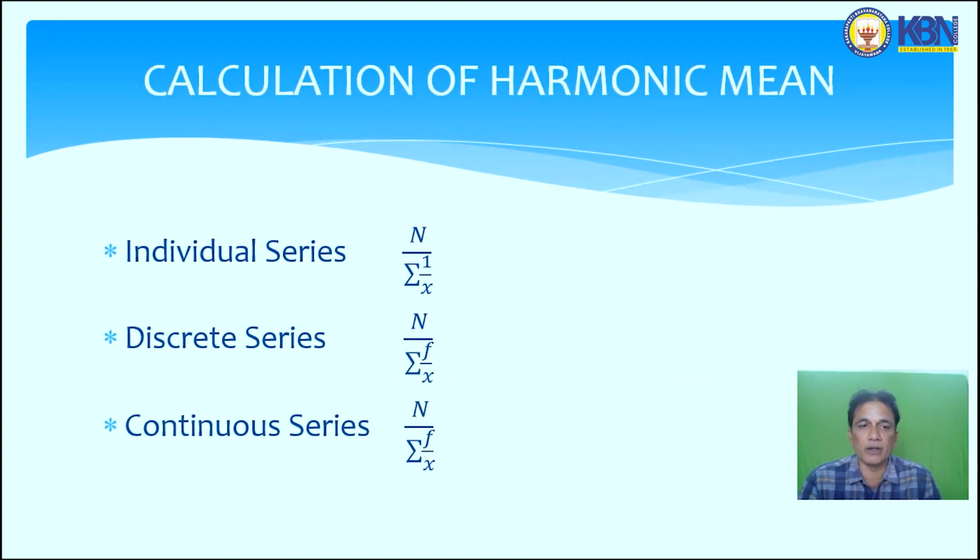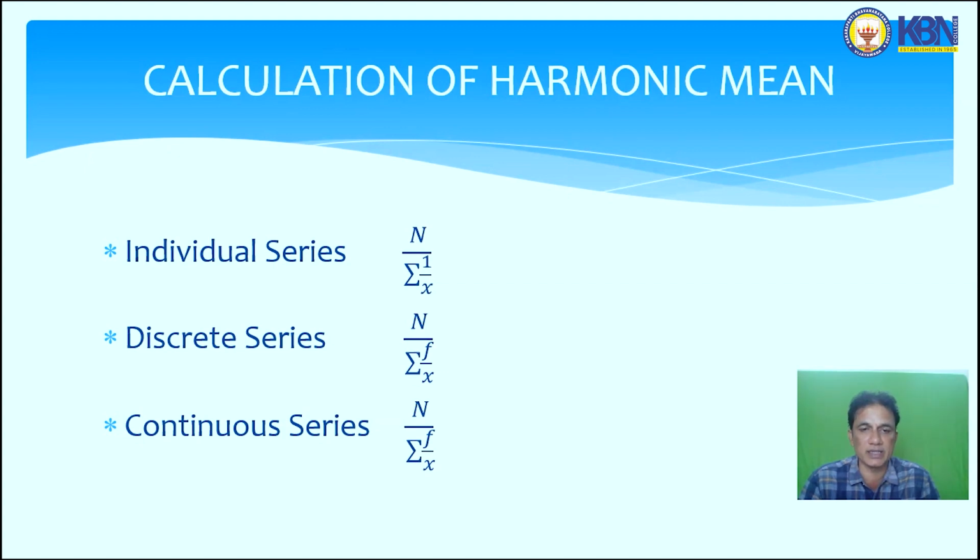Calculation of harmonic mean. We have three series: the first is individual series, the second is discrete series, and the third is continuous series. Under individual series, we can apply the following formula: n divided by sigma 1 by x. Here n means number of items, and 1 by x means 1 by the value of the given variables. We calculate these and total all the values, then we get sigma 1 by x. Then n divided by sigma 1 by x.